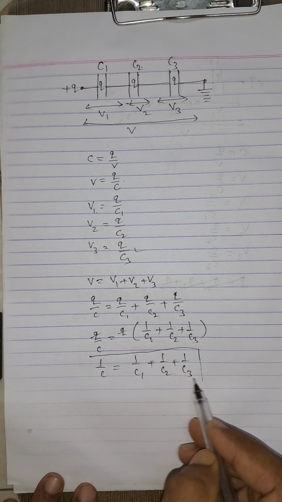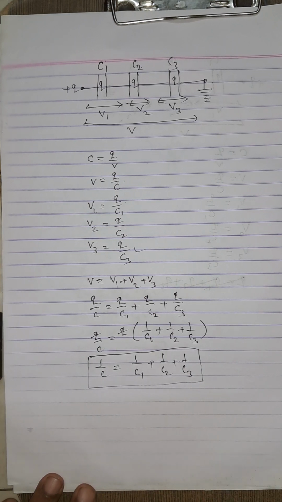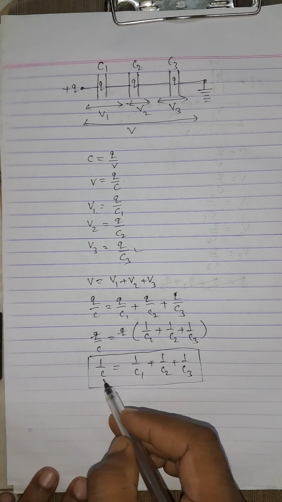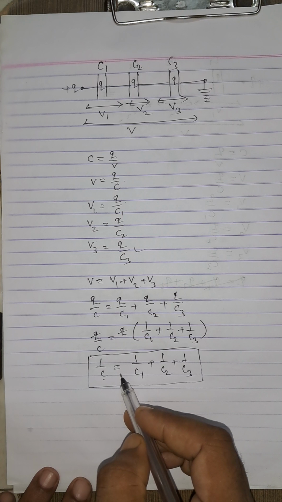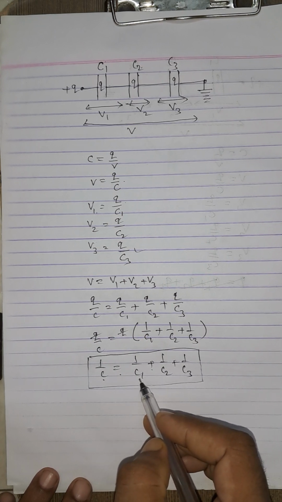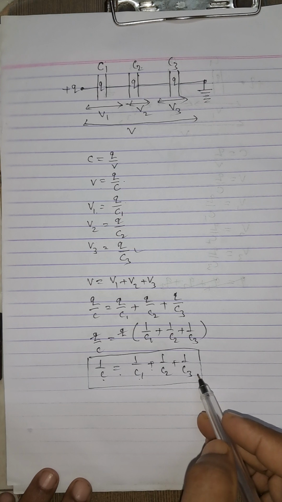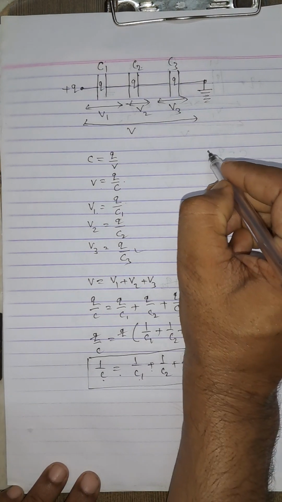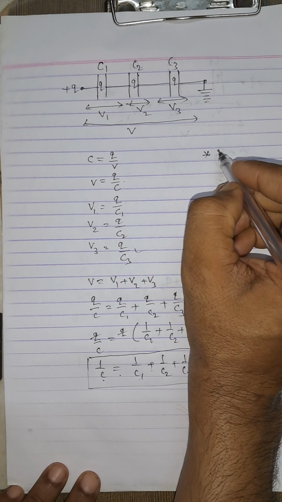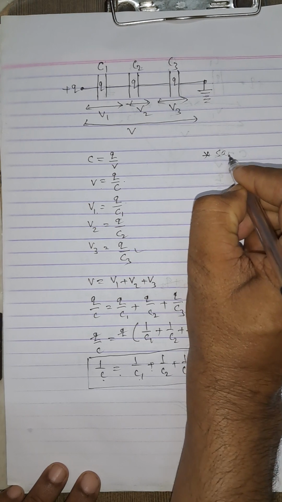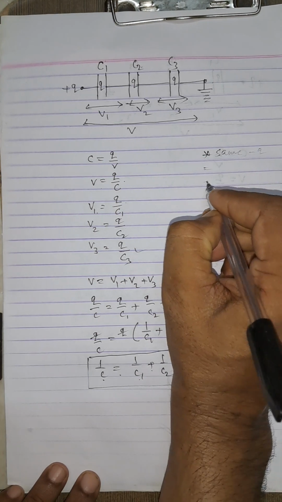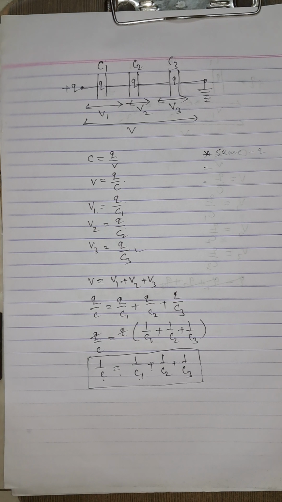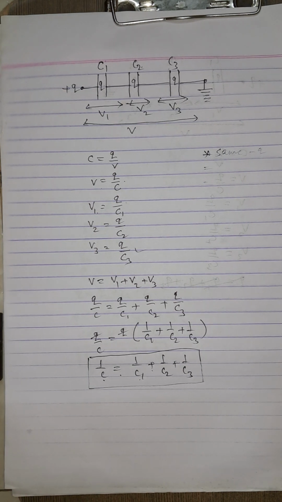This is the equivalent capacitance for the series combination of capacitors. The reciprocal of the equivalent capacitance is equal to the sum of the reciprocals of the capacitances of each capacitor. The points to be noted: the charge received by each capacitor is the same. Charge is the same, the potential difference is different, and the equivalent capacitance is decreased.